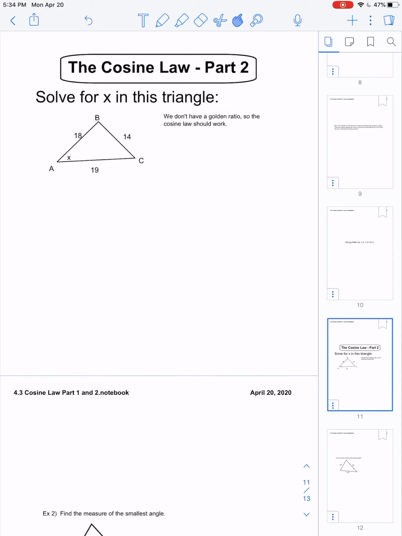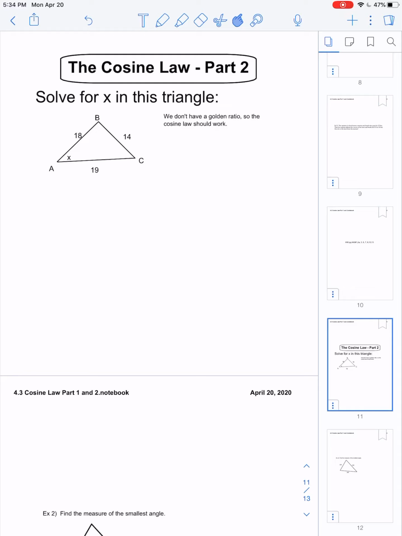Okay, this is lesson 4.2, the cosine law. This is video number 4. I have skipped the 3 word problems that came next, and I'm now looking at the part of the lesson that says the cosine law part 2. In this part, we are using the cosine law to find an angle instead of finding a side.